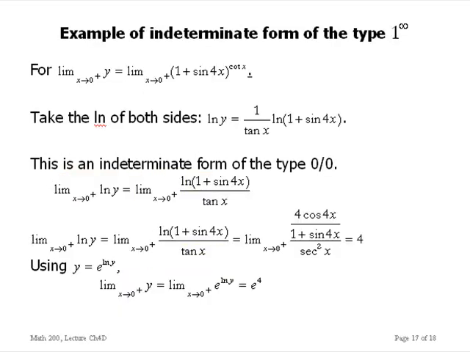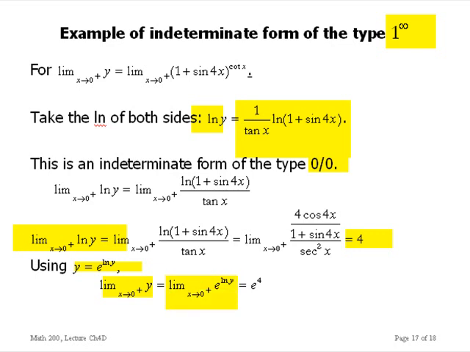Okay, if you're still following this, good for you. We're going to have a summary in a minute. This is the last one. 1 raised to infinity. It's a similar process. I'm not going to go through every step. We take the natural log of both sides. You find out you have a type 0 over 0. You use L'Hopital's rule. Then you find the limit of the natural log of y equals 4. But you have to get the natural log of y, so you use this idea of e raised to the natural log of y is y itself. So y equals e raised to the natural log of y as x goes to 0 plus. I get e to the 4th.